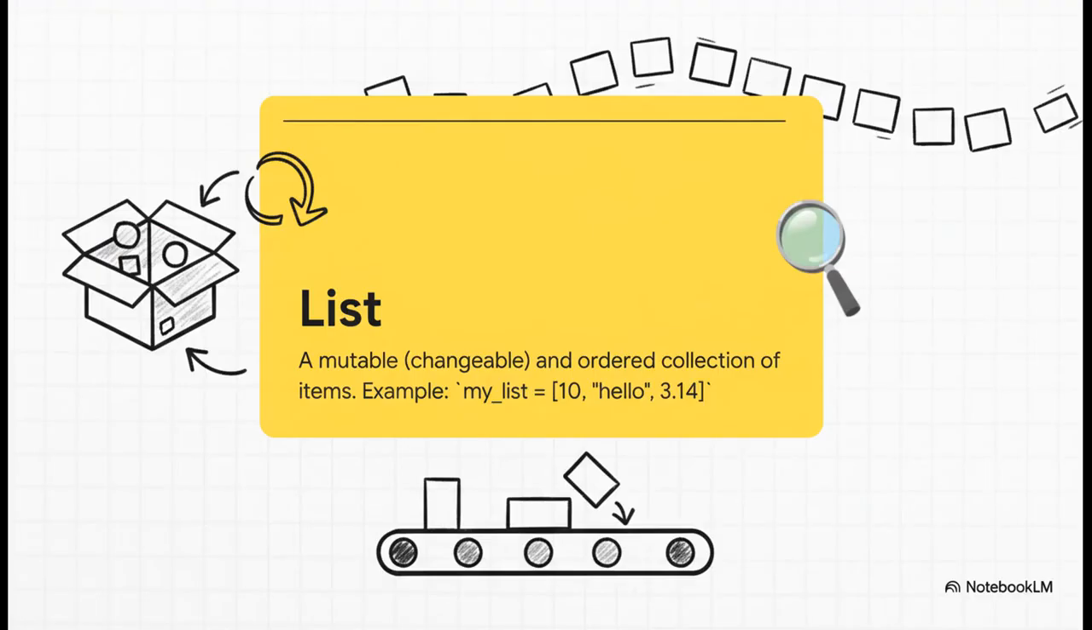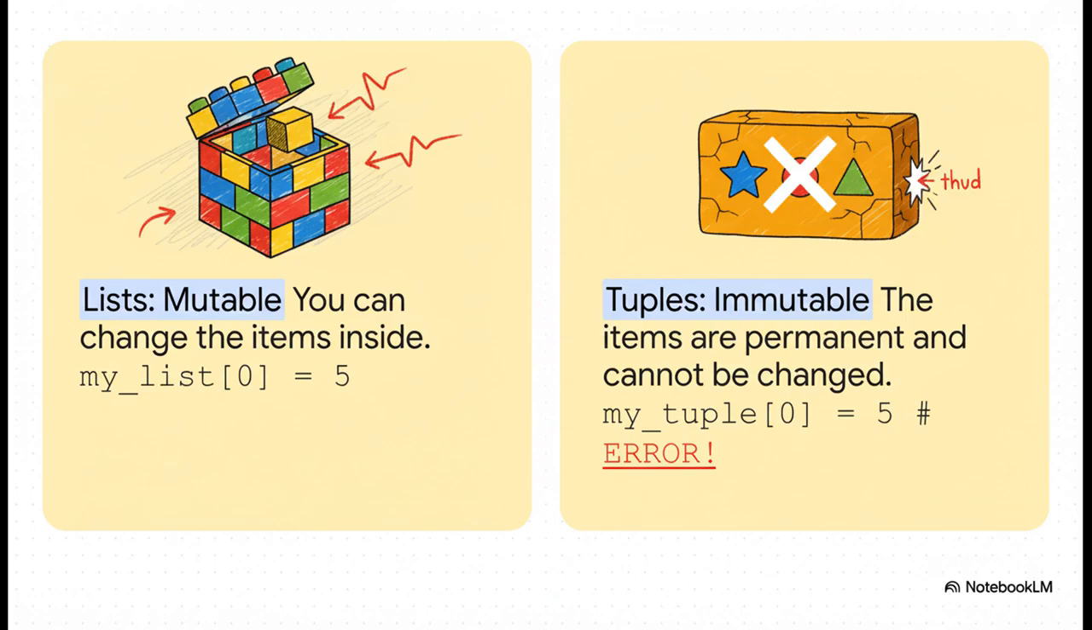And the most common kind of go-to storage system you'll use is the list. It's super flexible. You can throw all sorts of different data types in there together. But the really important word here is mutable. All that means is that it's changeable. You can add new stuff, take stuff out, swap items around, whatever you need to do. And this brings us to a really important concept, this idea of being changeable or mutable.